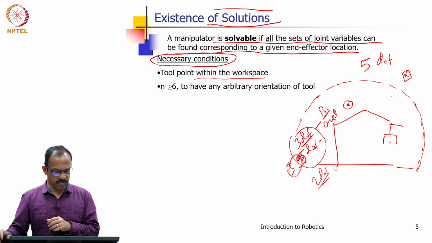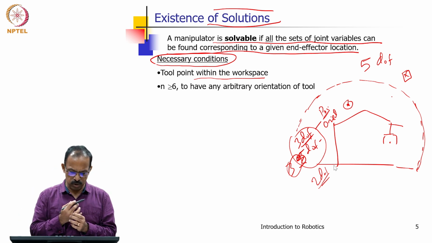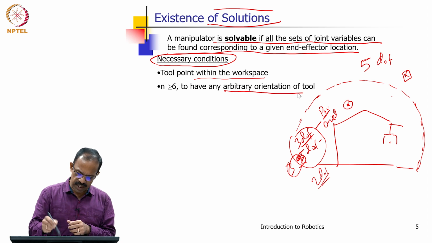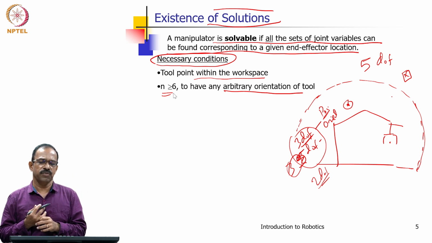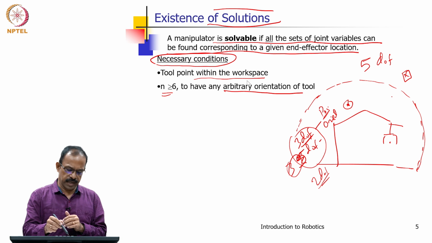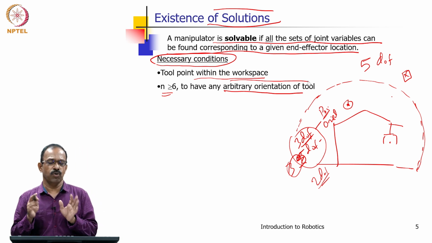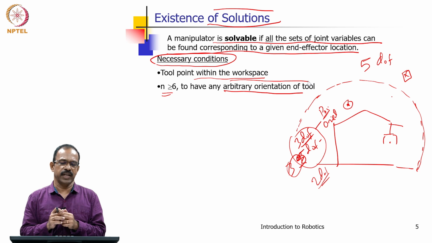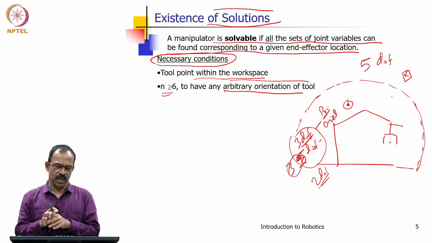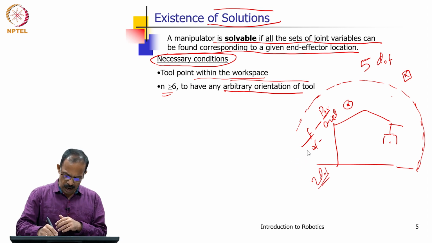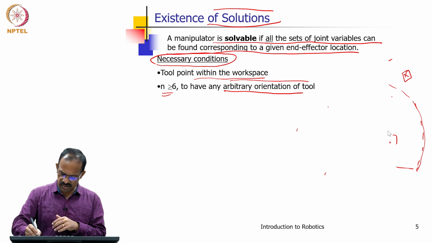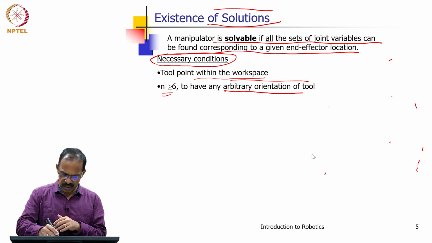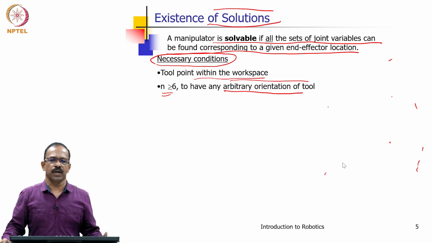So, that is the condition: n greater than or equal to 6 to have any arbitrary orientation. If I want any arbitrary orientation of the tool, I need a minimum of 6 degrees of freedom, or more. If n is equal to 6 or more, then I can have all arbitrary orientations, and if I have only 5 degrees of freedom, it is not possible. That means I will not be able to solve for any arbitrary orientation if the number of degrees of freedom is less than 6. So, that is the second necessary condition to have a solution.